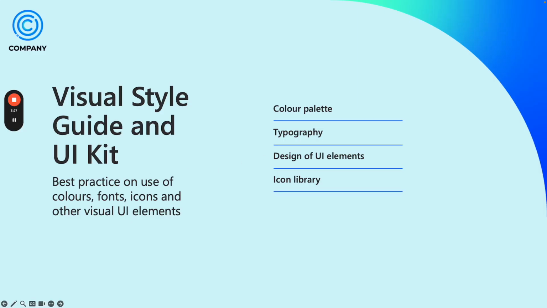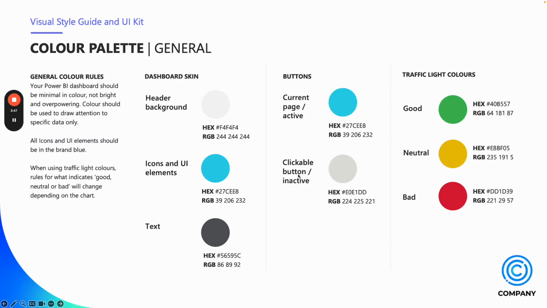This next section, section 2, can be used to explore the more detailed styling and best practice rules for the individual elements of your UI. This can also act as a kind of asset kit or UI kit for your developer. So in section 2, you might like to include the color palette information. Make sure to include rules for traffic lights and heat maps, as well as things like the dashboard skin, brand colors like primary brand colors, text, buttons, and things like that.